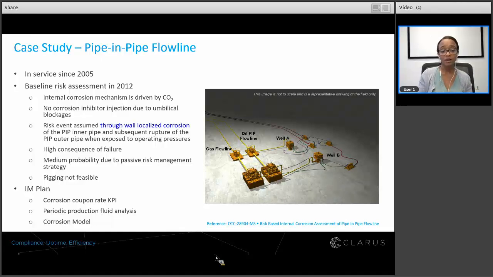The IM plan included corrosion rate coupon monitoring, as I mentioned before. We were also doing periodic fluid analysis, and in addition, we recommended a corrosion model update because the field had been in service for a couple of years when the baseline risk assessment was conducted, and so a corrosion model update was warranted to confirm what corrosion rates to expect given the uninhibited conditions.